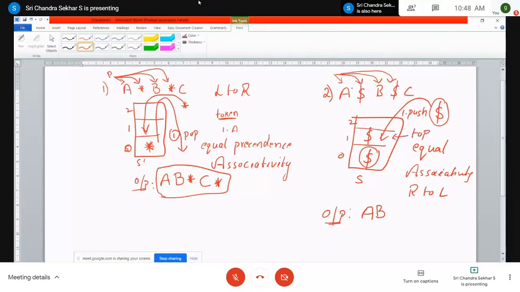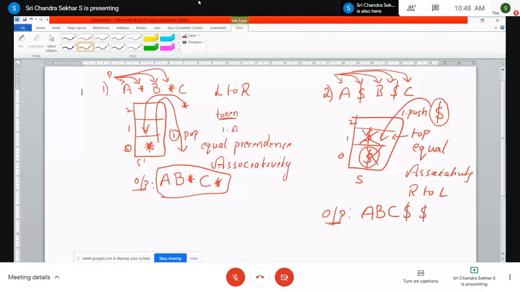right? After this, the pointer is incremented and it is pointing to another element which is C, and since it is an operand, place it in the output, and you have reached the end of the expression. Whenever you reach the end of the expression, you check whether the stack consists of any contents or not. If it consists, you just pop each and every element and place it in the output. So pop this first element and place it in the output. Pop the second element and place it in the output.